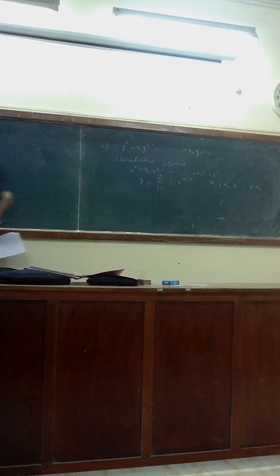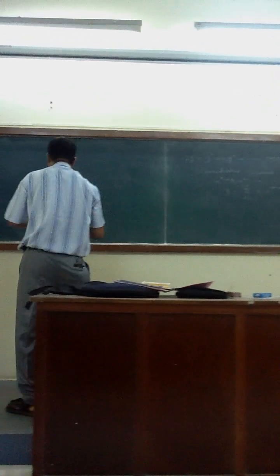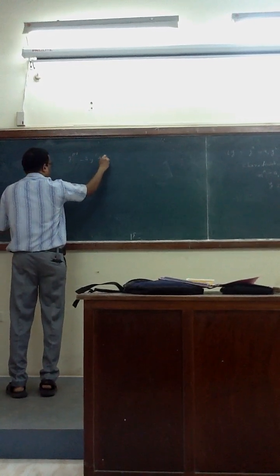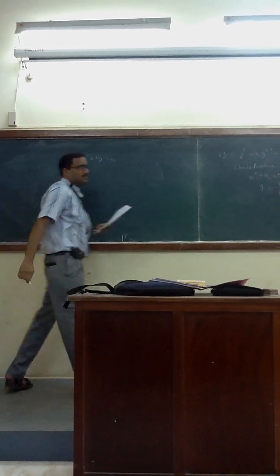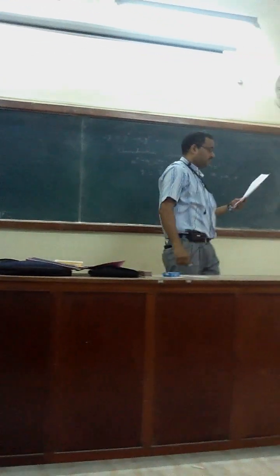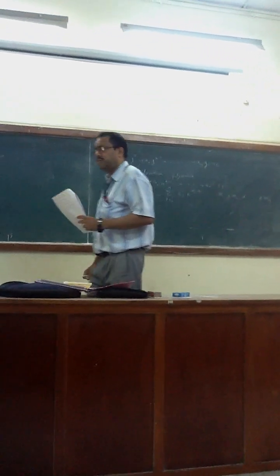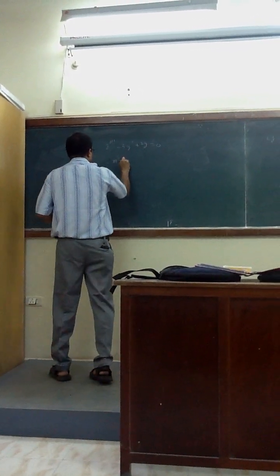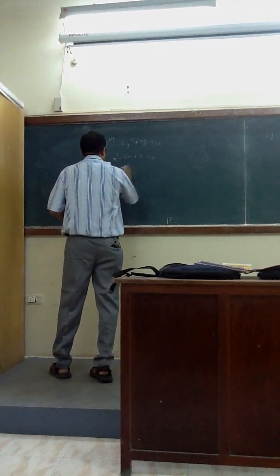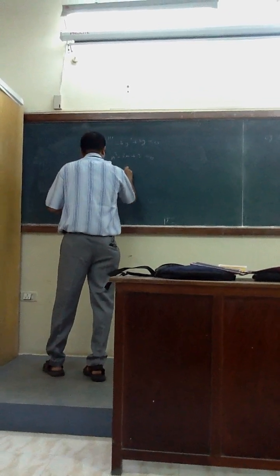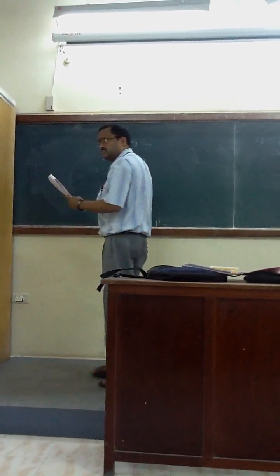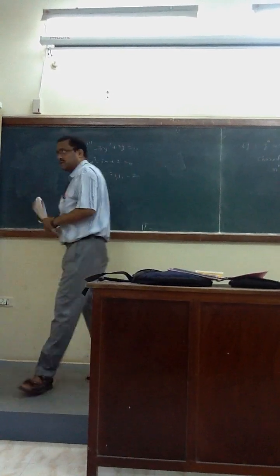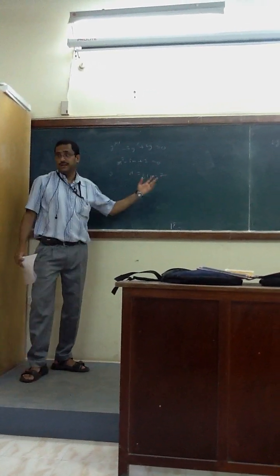Let us take up one higher order differential equation. y triple prime minus 3y prime plus 2y equals 0. What is my characteristic polynomial? m cube minus 3m plus 2 equals 0. What are my roots? m equals 1, 1, minus 2. See, the two roots are equal. The two roots are equal.